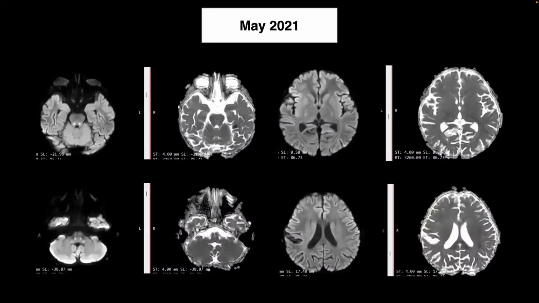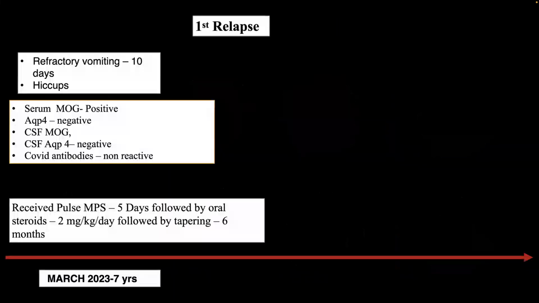On the diffusion and ADC sequences, again, the central tegmental tracts in the dorsal brainstem demonstrate restricted diffusion. Also in the supratentorial regions, there are mild areas of restricted diffusion. And coming down to the medulla, you can appreciate again areas of restricted diffusion. So these are likely new changes in comparison to the first scan.